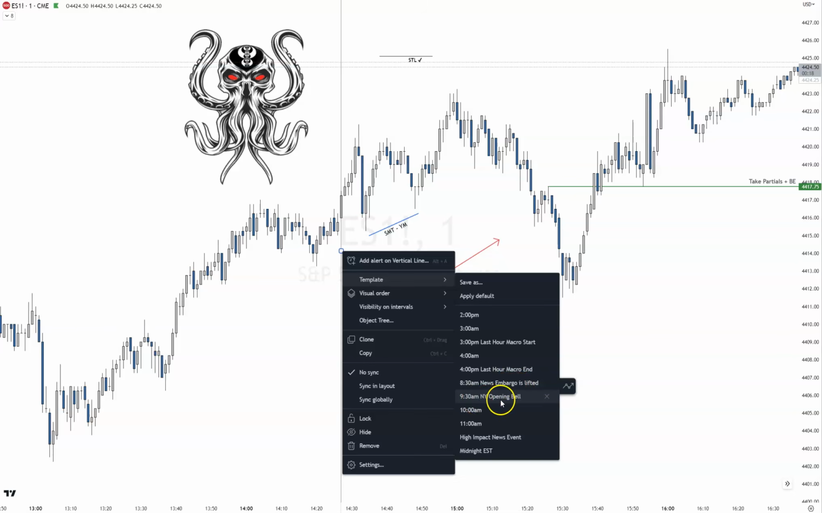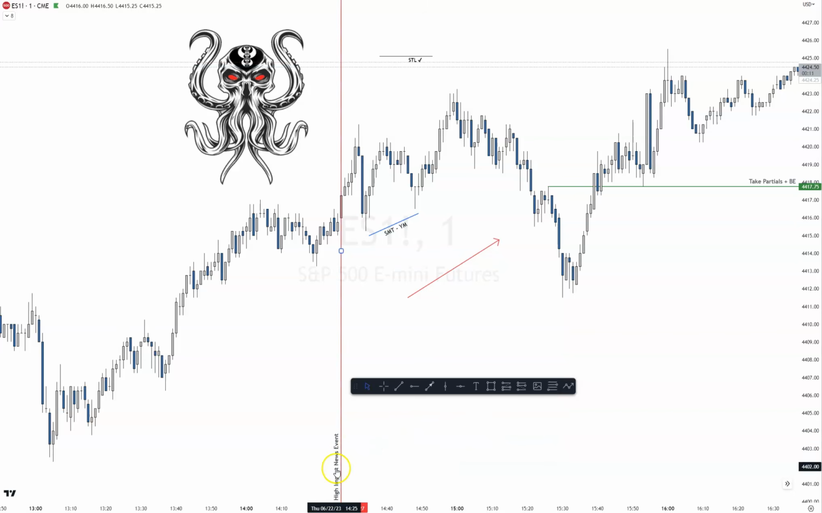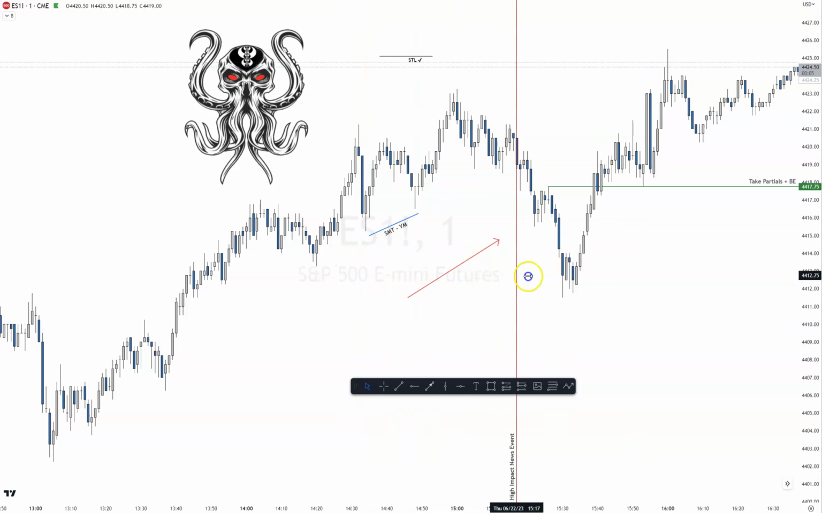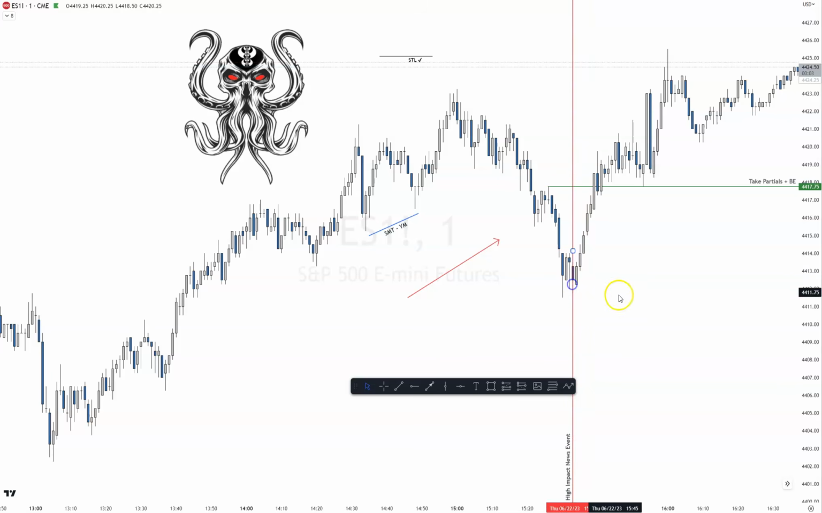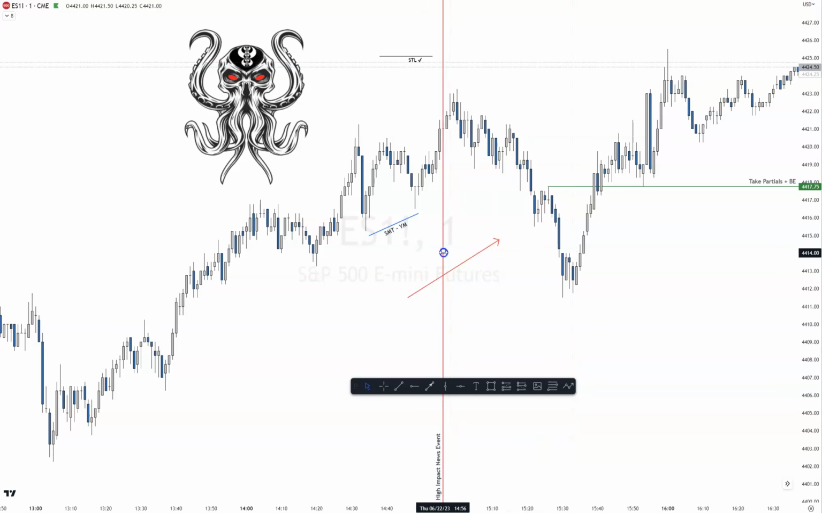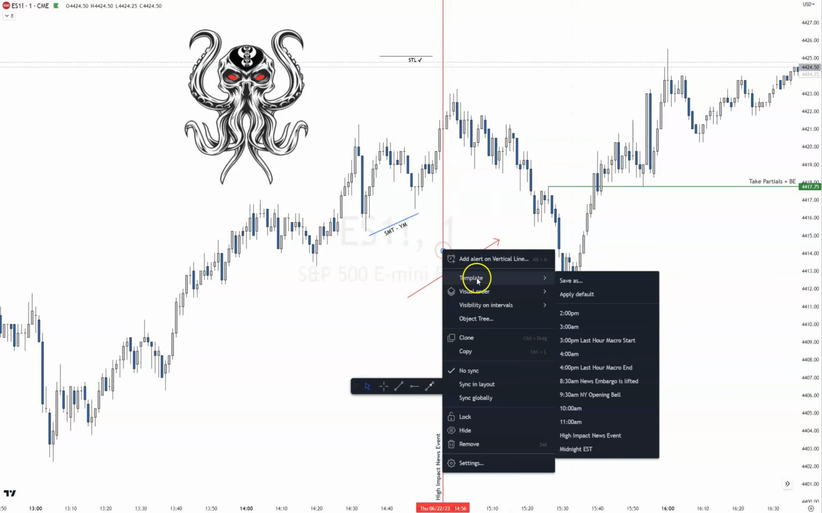I got 9:30 a.m. opening bell. I got 10 to 11, the Silver Bullet Hour. I got high impact news event. I like to put this on my chart. When I'm live trading, I will put this on there so I know, hey, there's a major event happening here. I'll mark that up in the morning when I do my pre-market analysis. So I have that on there.